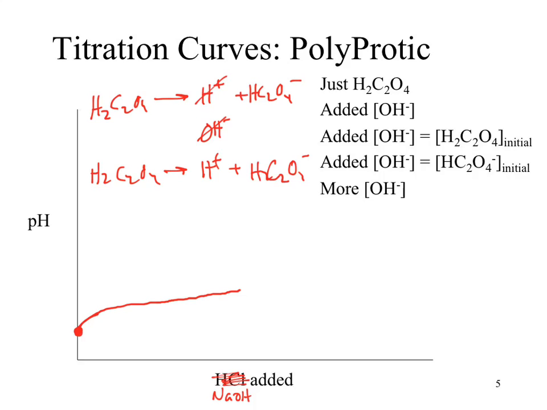Okay? Eventually what happens? I add enough hydroxide that I completely remove the hydrogen from this species, which means now when I add a little bit more hydroxide, pH goes from being acidic to basic. So we would expect a big jump. I didn't leave myself a lot of space here. We would expect a pretty big jump in our pH value.